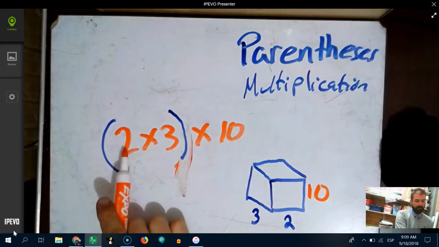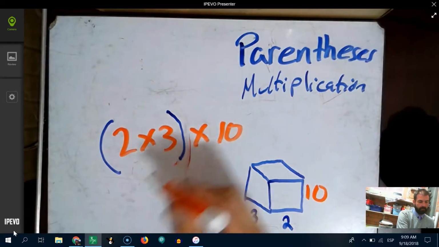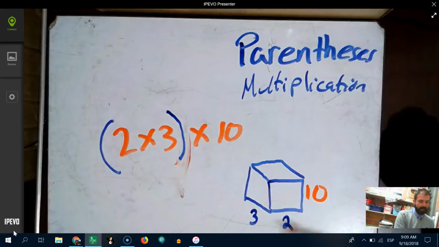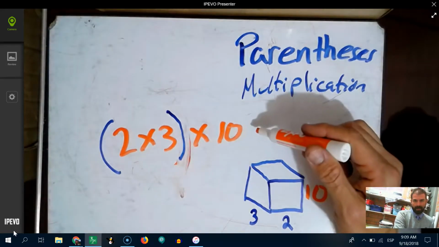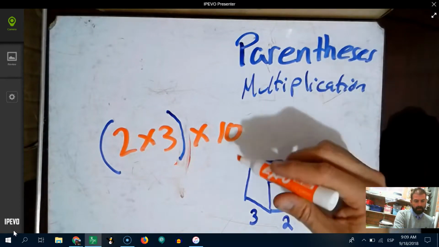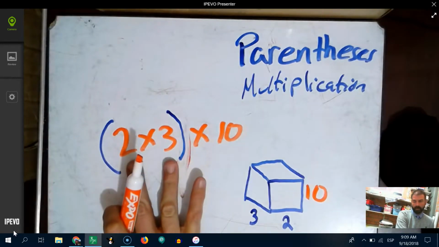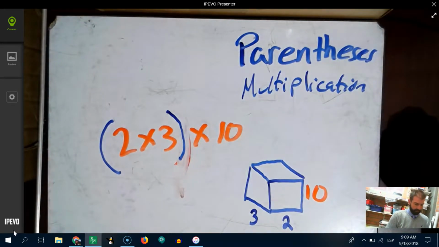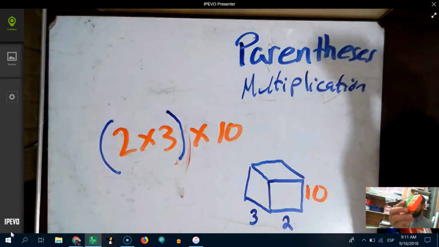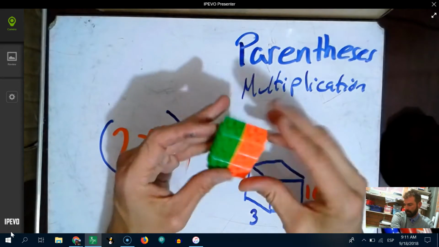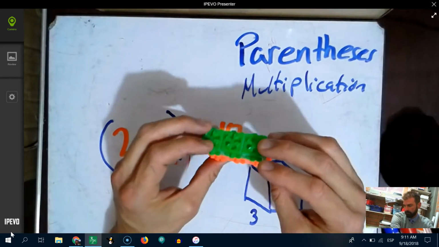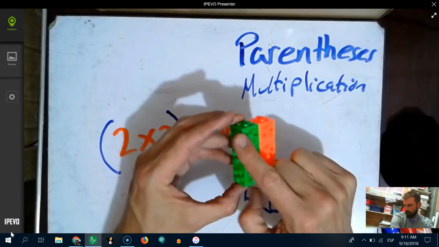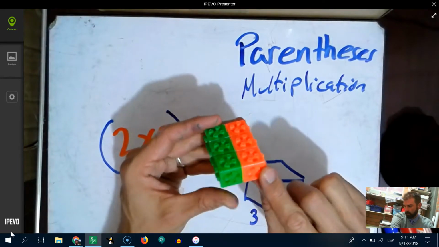Okay, so when we're using it this way, we're saying that inside the parentheses is my base. So that is the length and the width, and the number outside is the height. A lot of times this doesn't matter when we're thinking about a rectangular prism, but the height does. So for example, let's do it this way. This is one layer, and this layer is 3 by 2.